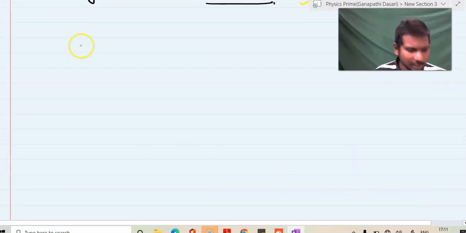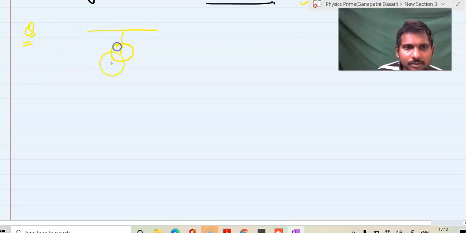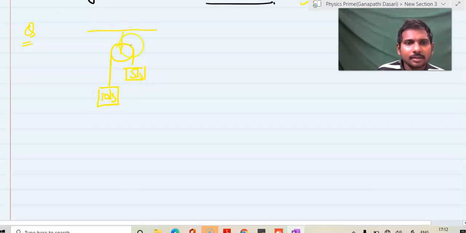You can solve another question as homework. One block is 10 kg, another is 5 kg. Again the same question: find the acceleration and find the tension in the string.